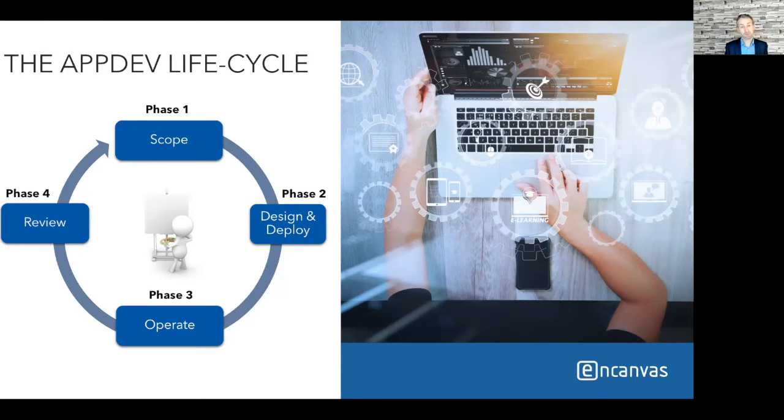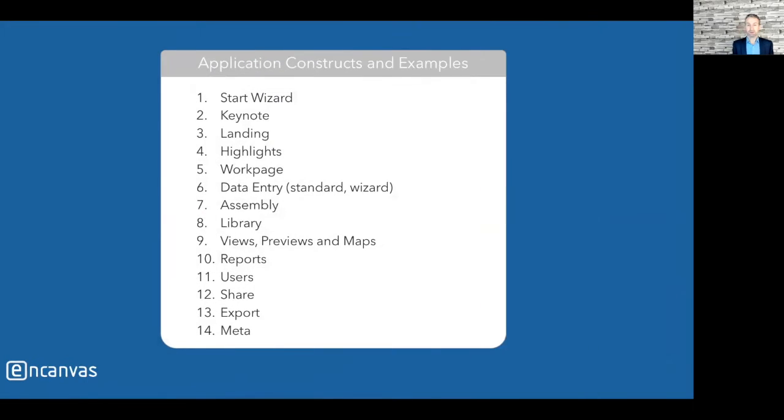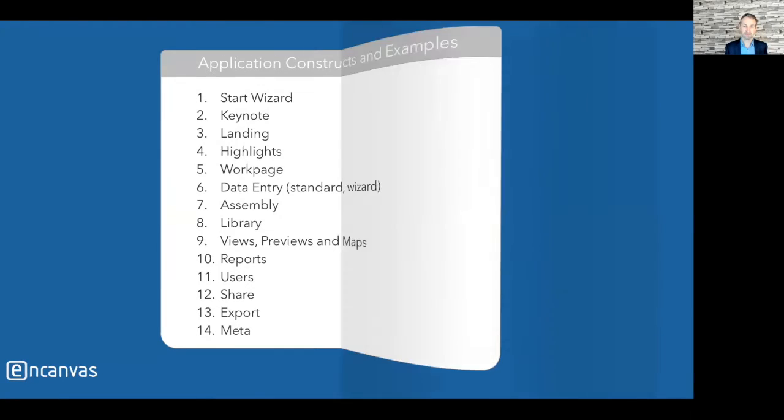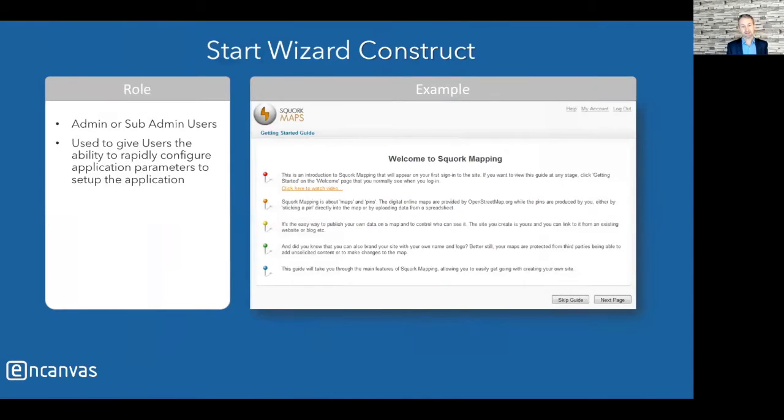But what actually are we building? In the live wireframing process, we identify different types of page constructions, and these we call application constructs. Here's a list of them. I'm just going to walk through them very quickly. The first is a start wizard. It's allowing a user to arrive at a friendly page and go through a series of things that they need to do when they arrive into a new application.